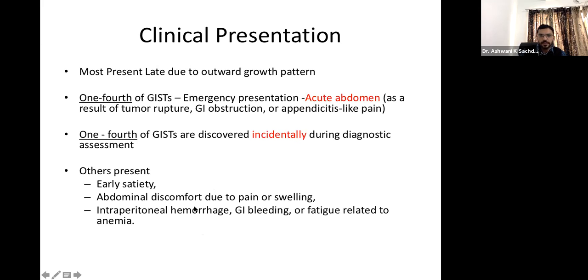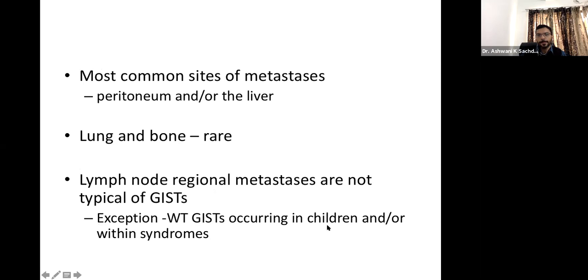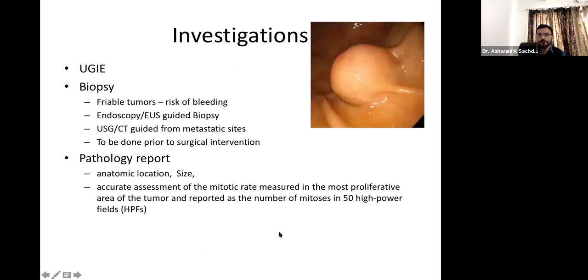If not presenting as acute abdomen, there may be a chronic type of intraperitoneal hemorrhage or with fatigue related to anemia. Most common site of metastasis is peritoneum and liver. Lung and bone are rare, and regional lymph node metastases are not typical of GIST. Exception is wild type GIST occurring in children and those occurring within the syndromes.